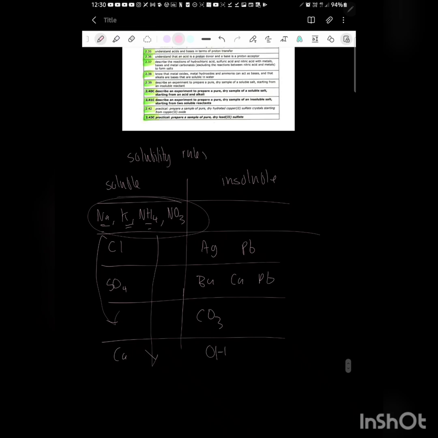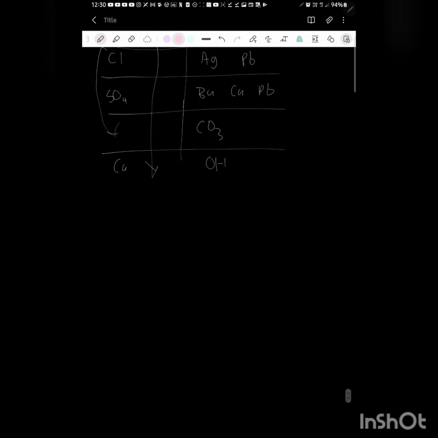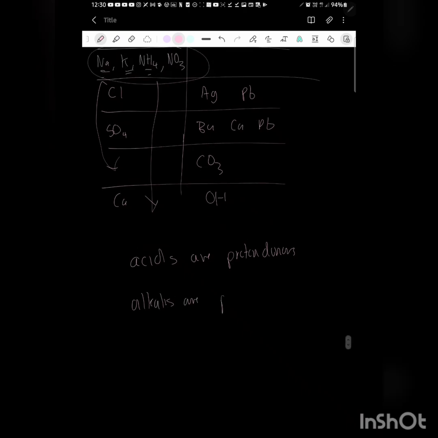And next, acids and bases in terms of proton transfer. Okay, so you just need to remember this one as well. Acids are proton donors. And then alkalis are proton receivers.